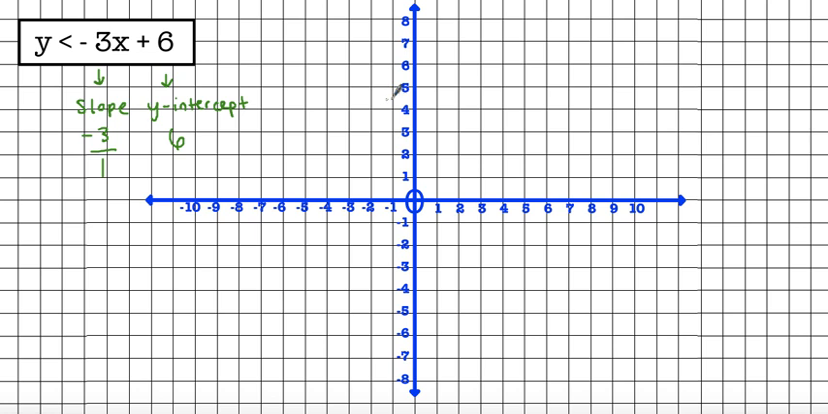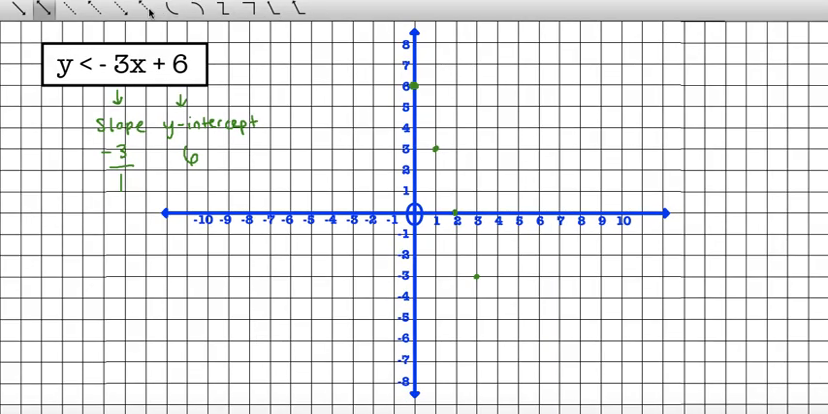So for this inequality, we're going to start off at 6 as our y-intercept. And because our slope is negative, we're going to go down 3, and then we're going to go to the right one. And the reason why we go to the right one is because the 1 is positive. So we're going to go down 3 to the right 1, and so on. And since I have a few points here, I could just draw my line through this. And because it's y is less than, just be mindful that it's a dashed line.